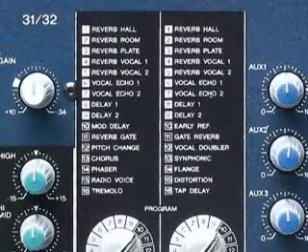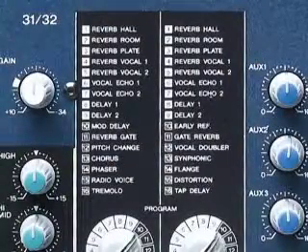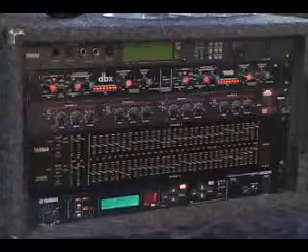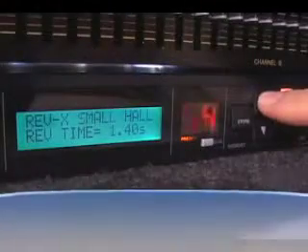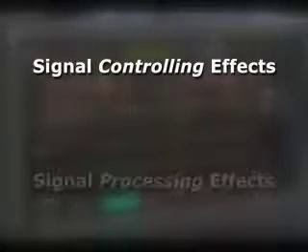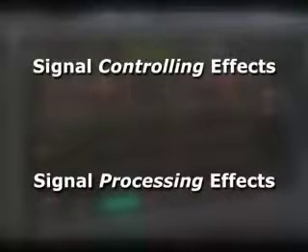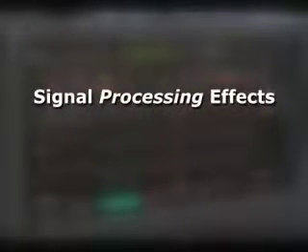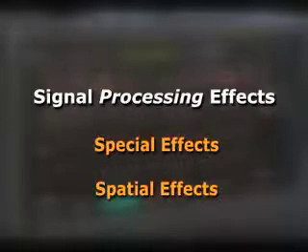Effects are tools. Sometimes you'll find a range of them built into the mixer. Sometimes you'll need to purchase and plug in a specific effects processor. Effects can broadly be divided up into two categories: signal controlling effects and signal processing effects. And in fact, signal processing can be further divided up into special effects and spatial effects.